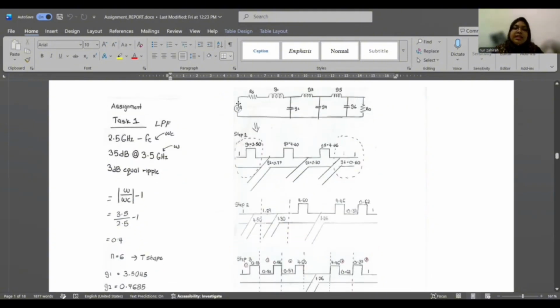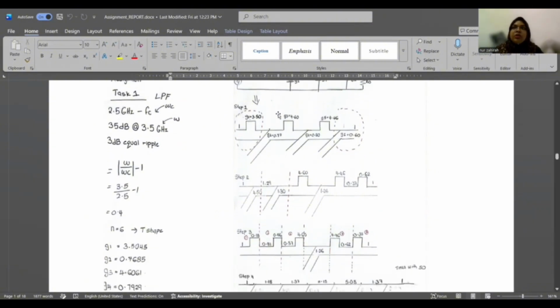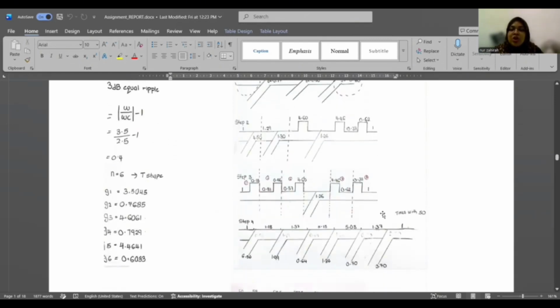After we get this lumped circuit, we want to change it into the Kuroda circuit, the Kuroda design. Our main objective of this is to change all into open circuit stubs.